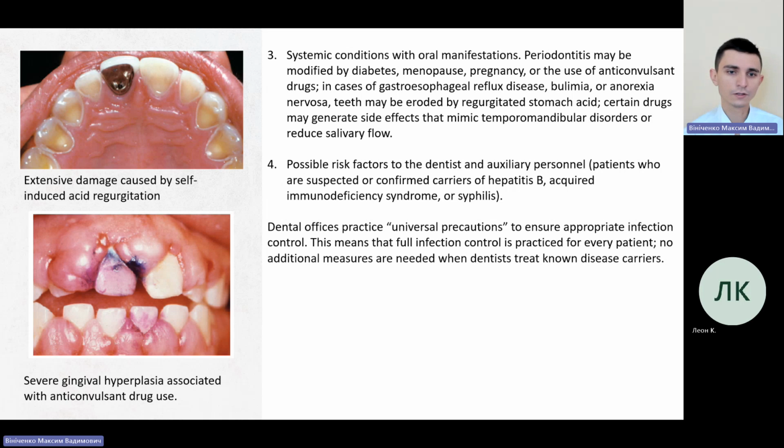Possible risk factors to the dentist and auxiliary personnel: patients who are suspected or confirmed carriers of hepatitis B, acquired immunodeficiency syndrome, or syphilis. Dental offices practice universal precautions to ensure appropriate infection control. This means that full infection control is practiced for every patient. No additional measures are needed when dentists treat known disease carriers.